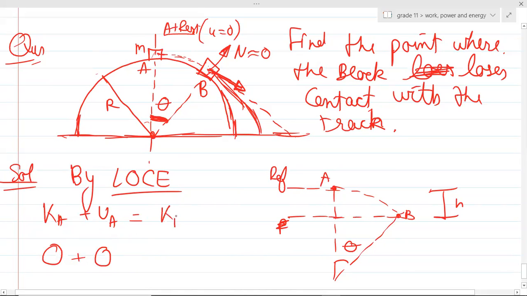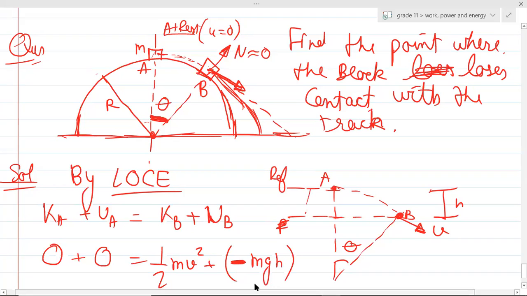Now, what is the kinetic energy at point B? Let's say at this particular instant it is moving with a velocity v. So half m v square plus. Can you see now point B is lying below the reference? So what is the potential energy of this? Minus mgh. Whenever it is lying below the reference, it is minus. Whenever it is lying above the reference, it is plus. So it's always the best choice to keep the bottom point as your reference.